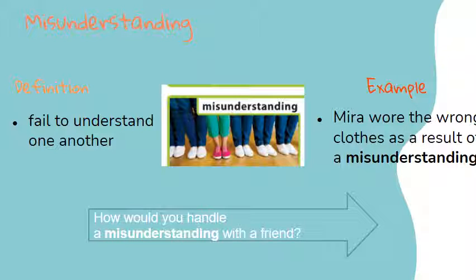Misunderstanding means to fail to understand one another, to fail to understand someone else, when two people fail to understand each other. Mira wore the wrong clothes as a result of a misunderstanding. She misunderstood what they wanted her to wear, so she wore the wrong clothes. How would you handle a misunderstanding with a friend? I simply bring my friend and we speak with each other and I explain everything from my point of view, and I must listen to him or her also, so we can solve this misunderstanding.